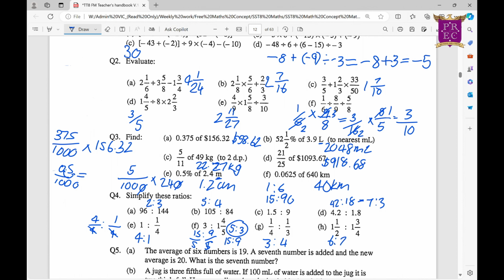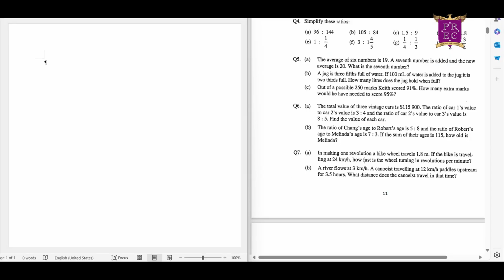Alrighty. Today we'll go through problem-solving questions for ratios. Now let's look at question number 5. The average of 6 numbers is 19, and a 7th number is added, and the new average is 20. What is the 7th number?